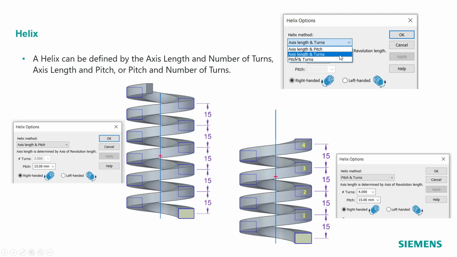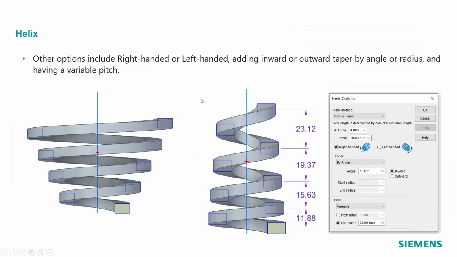The other one that you can use here is axis length and the number of turns. So again, the length of the spring is measured by the length of your line here that you're revolving around, but your tightness is now determined by how many turns you have. And then the final one is a combination of the pitch and the number of turns, and then the length of the spring is calculated. So that's the basic things here, and you of course can make it right-handed or left-handed.